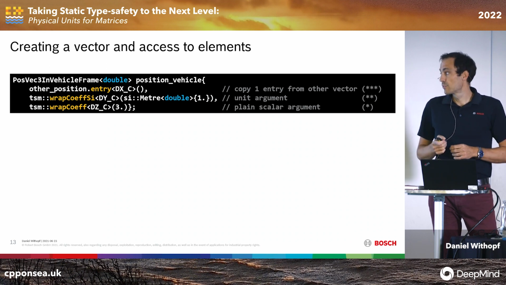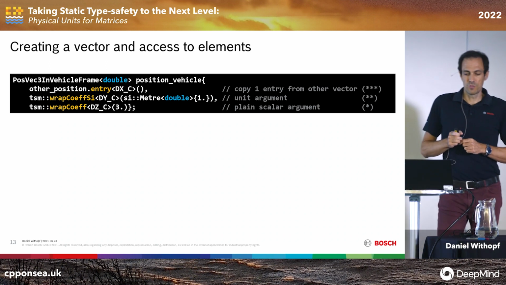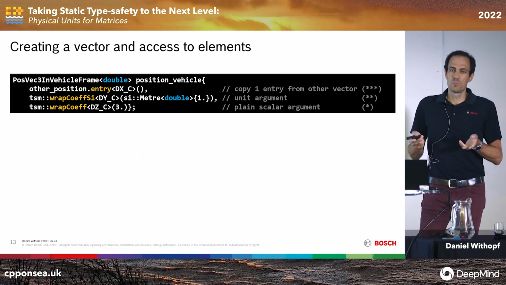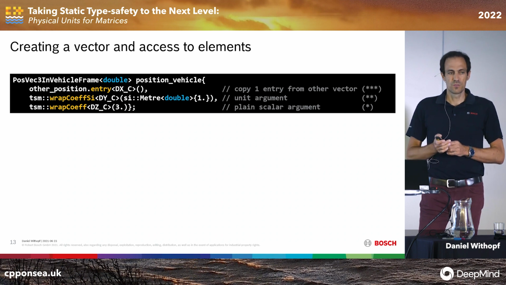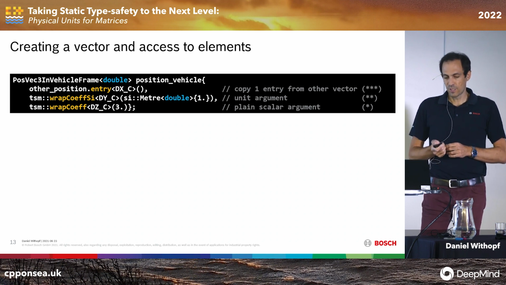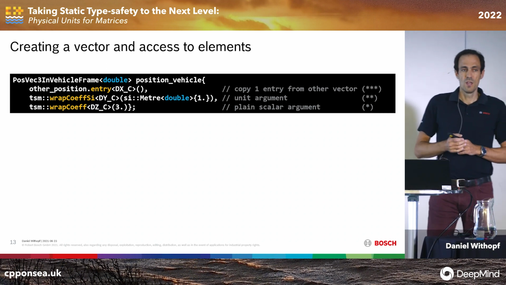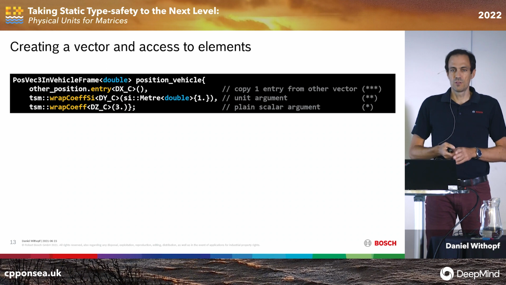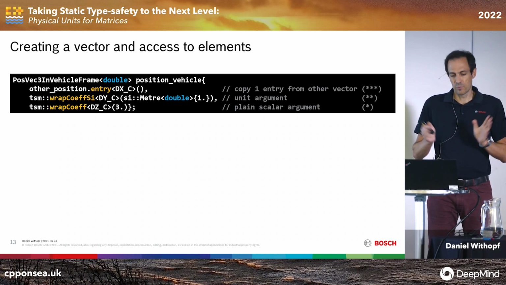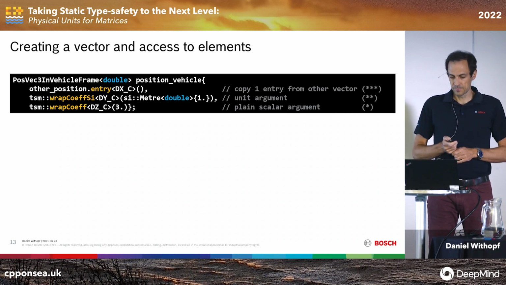The last version, the least type-safe one, is to use rep coefficient. This is sort of for backwards compatibility. There you only give a scalar, so you don't have to mention the physical quantity. In general, I recommend to users to avoid that because it loses the type safety. Maybe if you want to set an element to 0, then it makes sense to do that, but otherwise use the other ones.